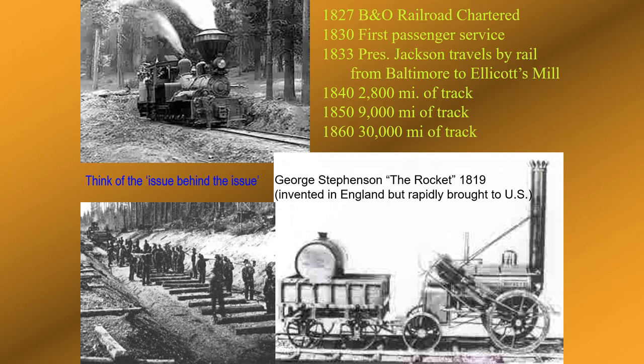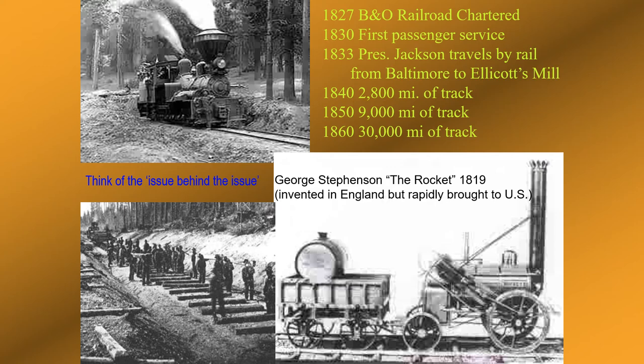So the Rocket developed in 1819. But take a look at that list of dates that I have up there, kind of the top of the slide. In 1827, less than 10 years later, we have our first railroad chartered in America. The B&O, the Baltimore and Ohio. It originates in Baltimore, Maryland, and goes through Washington, D.C., down to Alexandria, Virginia. So the railroad is chartered. And then they can start putting in the railroad. More about that in a second. 1830, the first passenger service, 3 years later. 1833, President Jackson is going to be out there riding around on the railroads. And it was an amazing development.